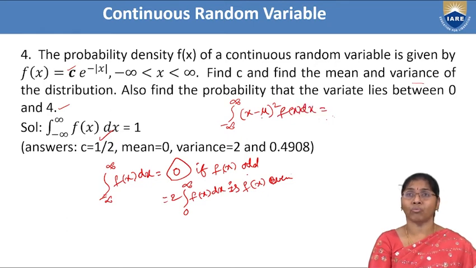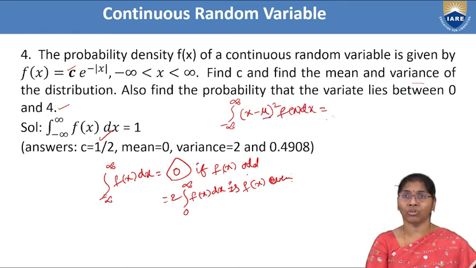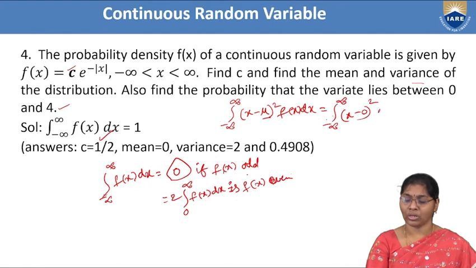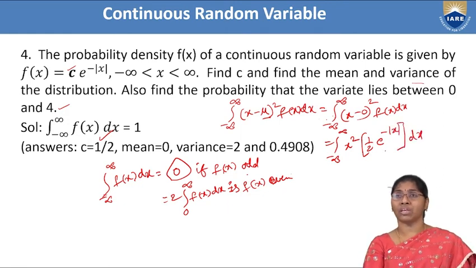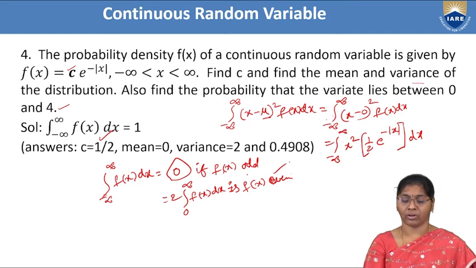Already we know mu. Mu means the mean, that is 0. So integral minus infinity to infinity x minus mu whole square f of x dx means integral minus infinity to infinity x square f of x, where c equal to 1 by 2, so 1 by 2 into e power minus mod x dx. Here this whole term is an even function, and x square is also even, so even into even gives an even function. Then I am applying this.